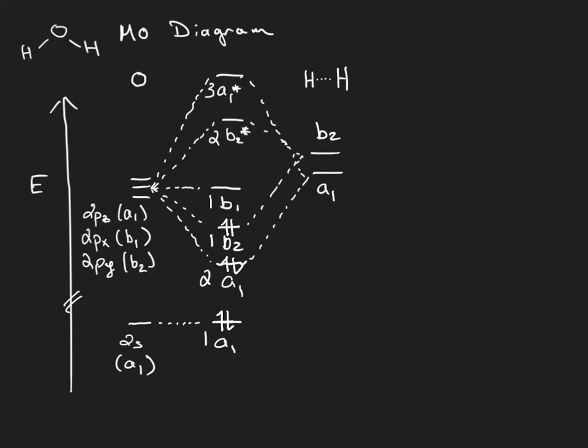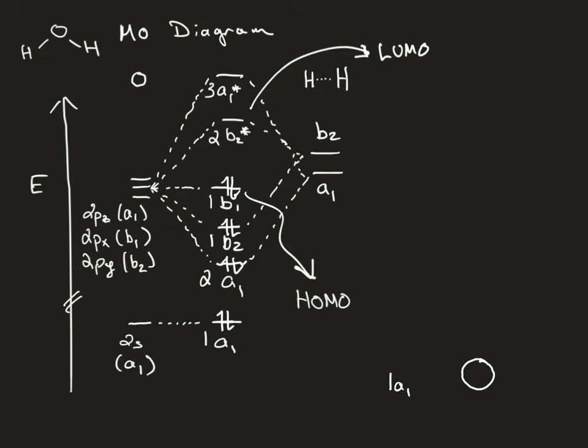So we get this, with this B1 being our highest occupied molecular orbital, and this B2 star being the lowest unoccupied molecular orbital. We're now going to sketch what our molecular orbitals look like. So the 1A1, that's essentially a non-bonding oxygen 2s, and so it doesn't look like a 2s orbital. I'm just going to put 2 lines there to denote that you have the hydrogen nuclei there.